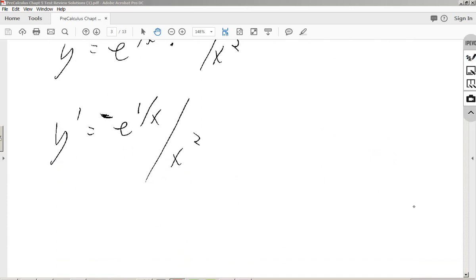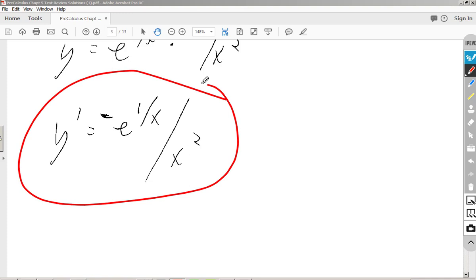So I get y prime equals e to the 1 over x times negative 1 over x squared. And that will be my answer to number 3. Okay, number 4.